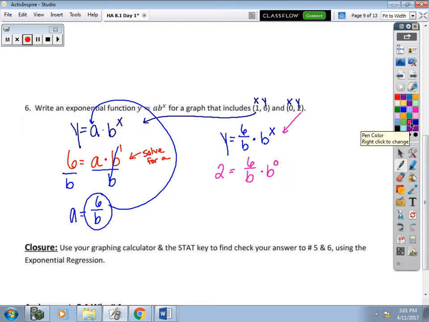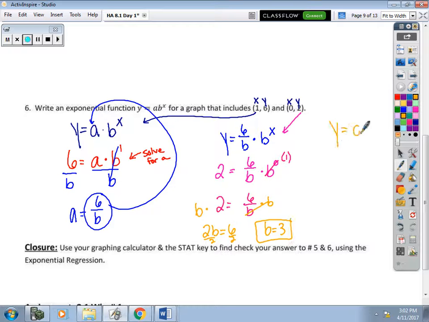Now we have b to the 0 power. Remember, anything to the 0 power is always 1. So this is really just 2 equals 6b times 1, which doesn't do anything. So then from here, I'll need to solve for b. So I'll multiply both sides by b to get 2b equals 6, and then divide by 2 to get b is equal to 3.